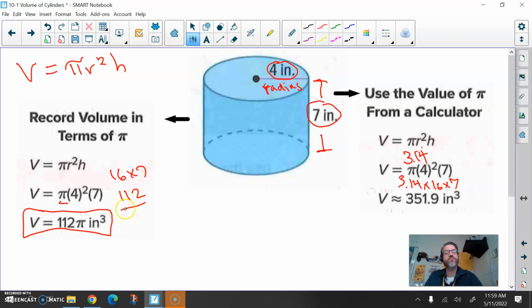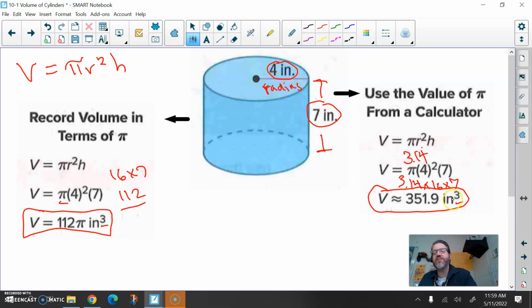So you could just take 112 times 3.14, and you get a value of 351.9 to the nearest 10. I do want to talk about these labels. See how they're cubic inches? When we were doing surface area, it was always square units. But volume, we're talking 3 dimensions. And so it's cubic units. So your label always needs to have an exponent of 3 there.